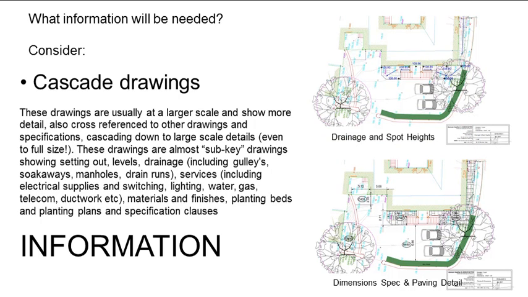Cascade drawings are usually at a larger scale and show more detail, also cross-referenced to other drawings and specifications, cascading down to a larger scale detail, even to full size. These drawings are almost sub-key drawings, showing setting out, levels, drainage, including gullies, soakaways and manhole and drain runs, services including electrical supply and switching, lighting, water, gas, telecom and ducting, materials and finishes, planting beds, and the planting plans and specification clauses.